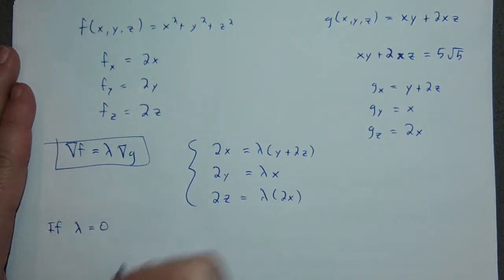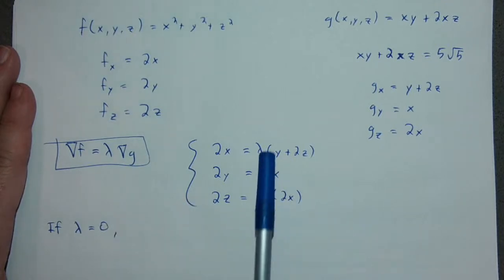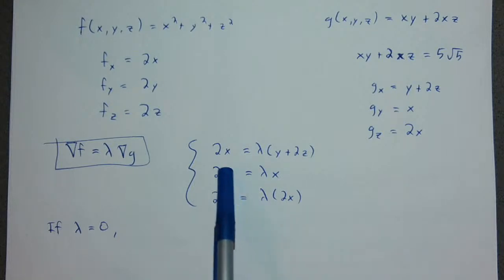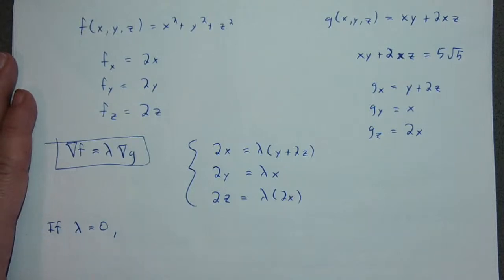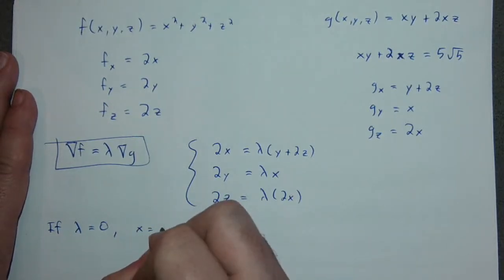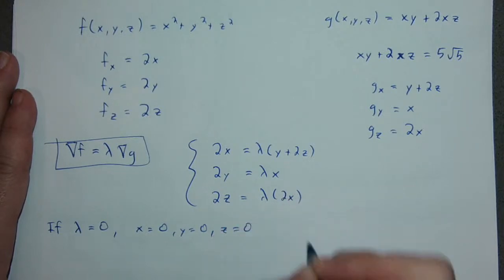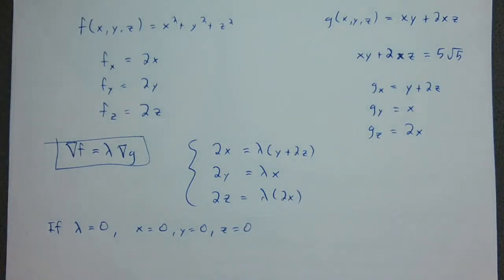If lambda is equal to 0, then each of these right-hand sides would be 0. I would have 0 times blah, that's 0. This would be 0, this would be 0. And so I'd have 2x equals 0, 2y equals 0, and 2z equals 0. So x is equal to 0, y is equal to 0, and z is equal to 0. Why is this a problem?